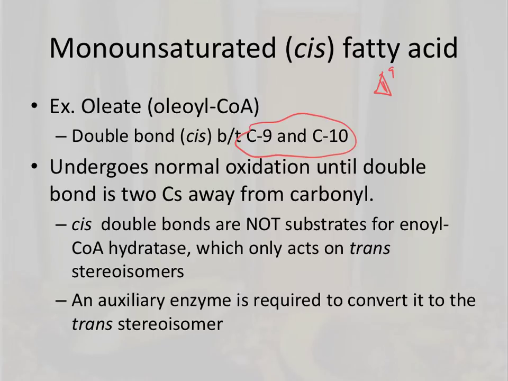The first few rounds of beta oxidation are just like normal. It's going to be normal until you get that double bond 2 carbons away from that carbonyl. Then what happens is that hydratase can't act on a cis fatty acid. It only recognizes trans fatty acids. So we have to actually have something come in to help it out in order to make it from the cis fatty acid to a trans fatty acid. Once again, you don't have to worry about this leaving.